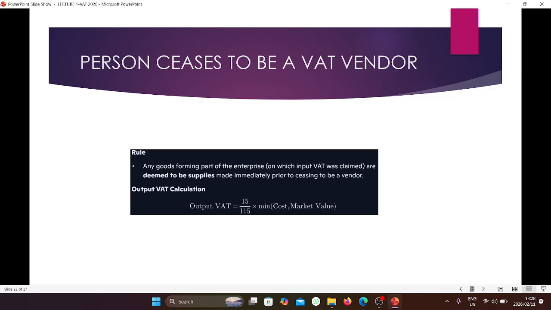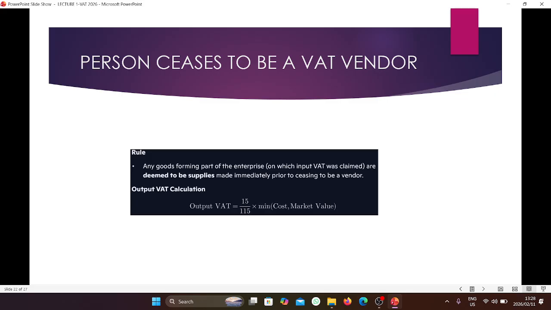A person ceasing to be a VAT vendor. Remember, we talked about when a person decides, I'm deregistering for VAT because I'm making taxable supplies of less than 50,000, therefore I can't anymore. It's fine. So the rule is that any goods forming part of the enterprise on which VAT input was claimed are deemed to be supplies made immediately prior to ceasing to be a VAT vendor. Whatever goods form part of the enterprise, you'll have to charge output VAT on that. That's a deemed supply. It's a deemed sale.